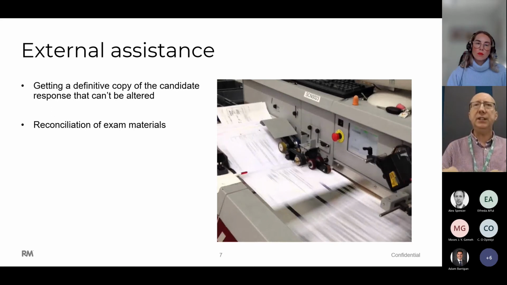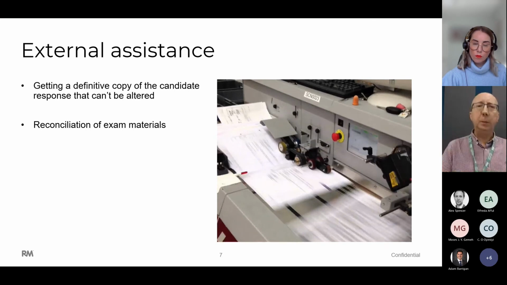Now, that doesn't address issues of individuals altering booklets earlier on in the cycle, but it does help to reduce some of the opportunities for external intervention further down the line. But secondly, the act of doing that digitization, that scanning and indexing of a booklet to a candidate record, also enables a first set of reconciliation checks to be made.